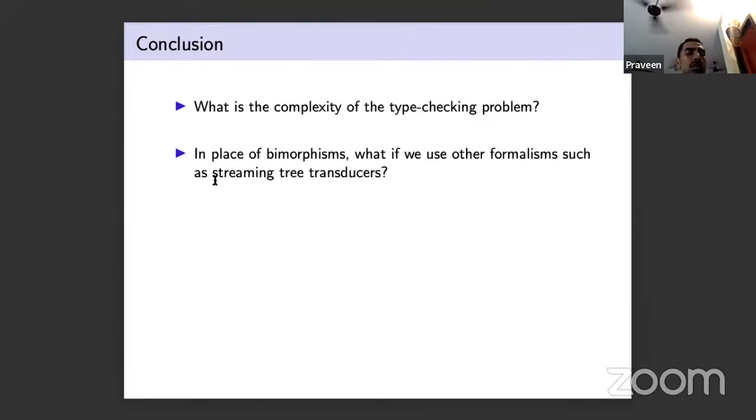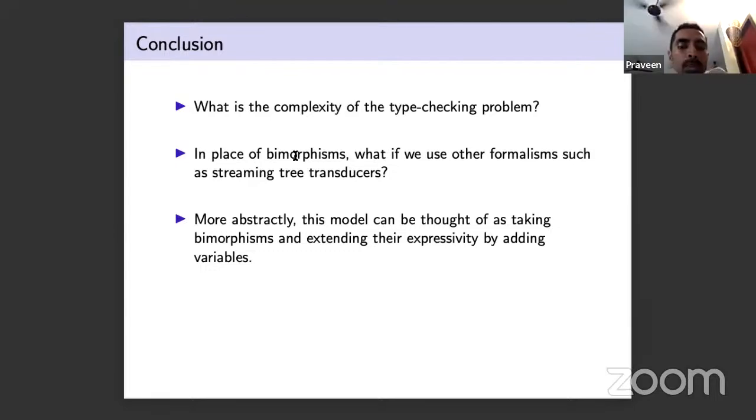Okay, so another question we can ask is, in place of bimorphisms, what if we use other formalisms? Let's say, for example, streaming tree transducers. So what happens then? Or more abstractly, our model can be thought of as taking bimorphisms and extending their expressivity by adding variables. So you can think of this whole thing as taking one kind of tree transducer formalism and extending the expressivity by adding variables. Now you can ask the question, what does this extension exactly do?